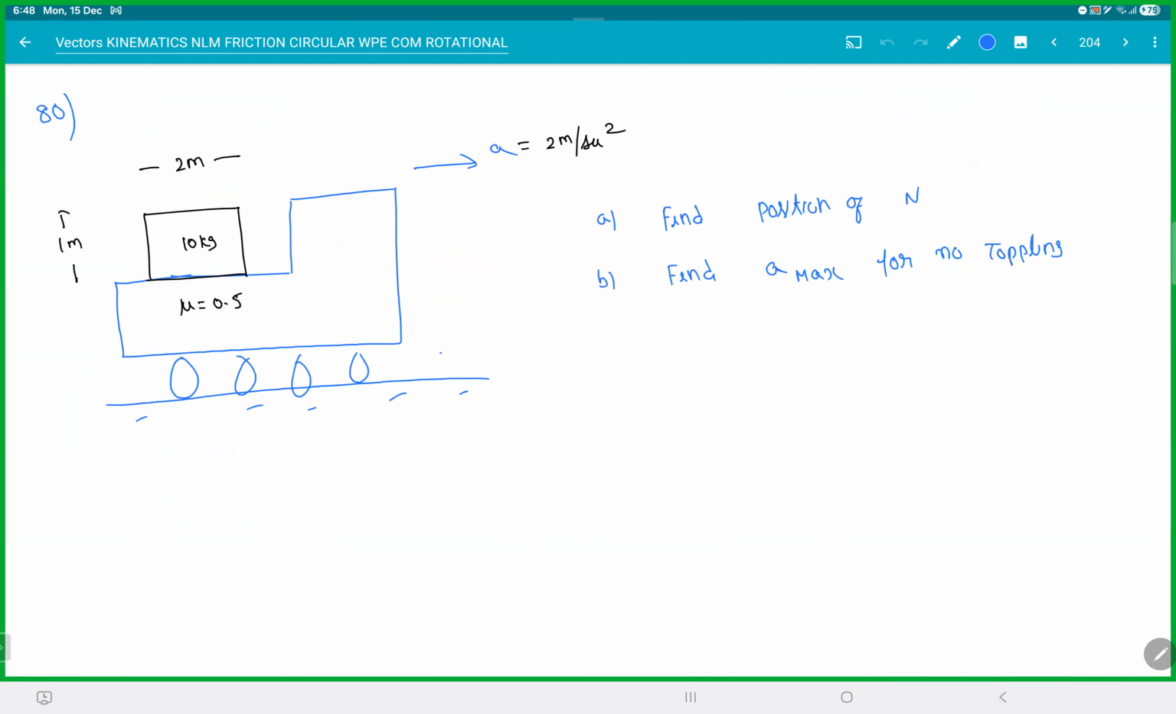Let's get this thing. We have a truck here going with an acceleration of 2 meter per second square. The truck surface is rough, with 0.5, and there's a 10 kg block with 2 meter and 1 meter dimensions. Find the position of normal reaction and find the maximum acceleration for no toppling. This I bumped up the level a bit. Let's see how you will handle this.